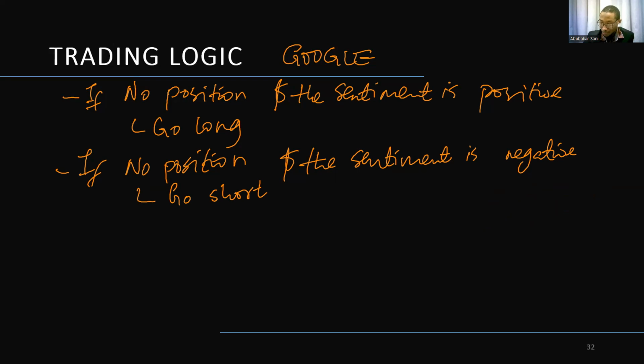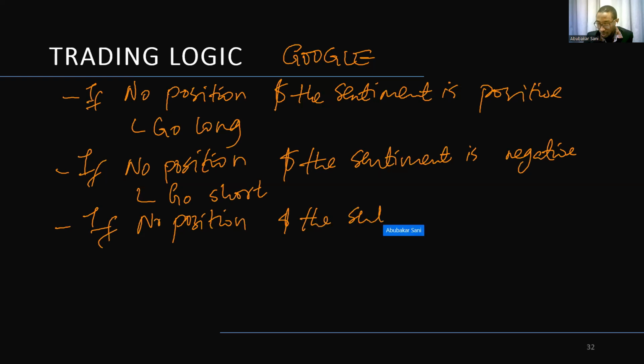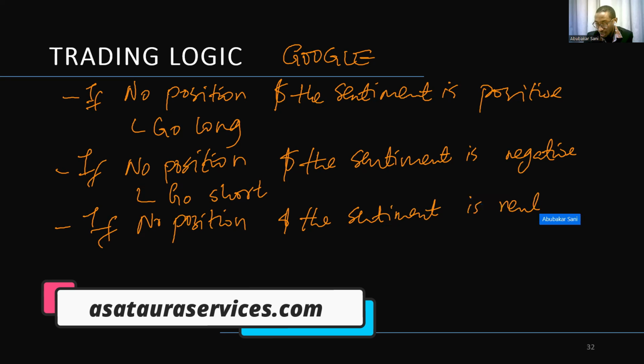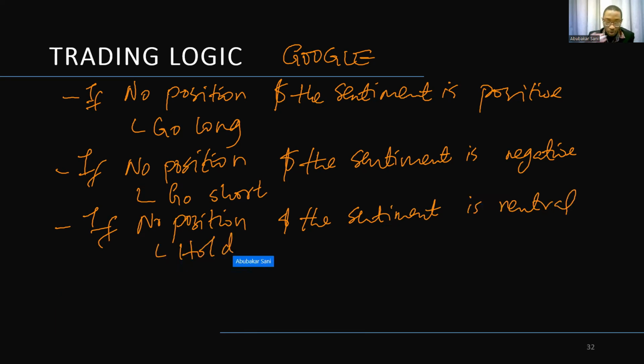So this is the logic. This is the second scenario. The third scenario is if I'm in no position. When I woke up and started reading the newspaper, the sentiment is neutral. There is nothing good or bad about Google, for example. So I will hold. I will not buy. I will just stay and hold my money until maybe during the day I get good news, then I buy.